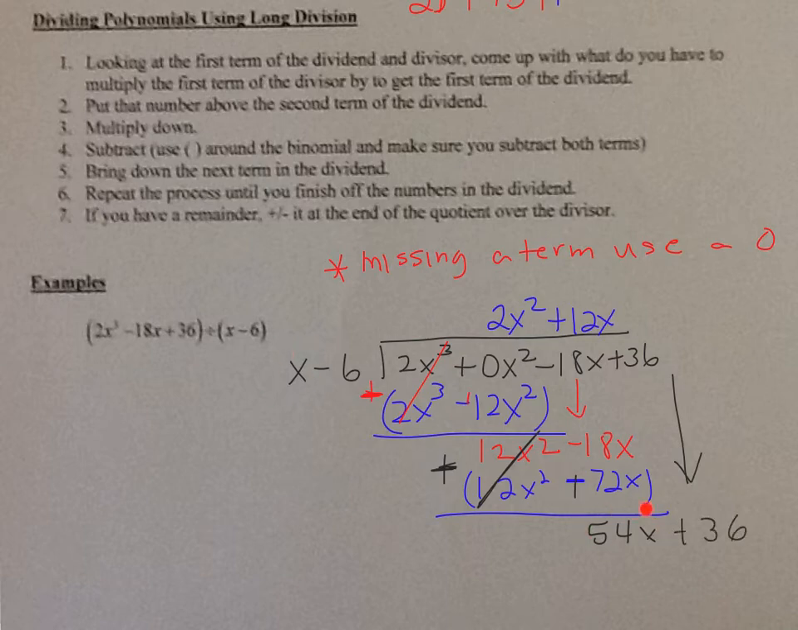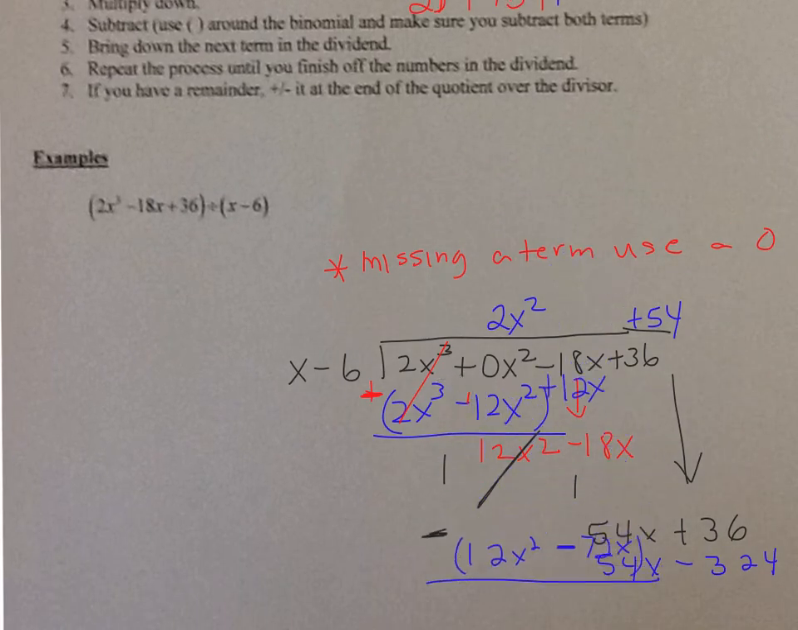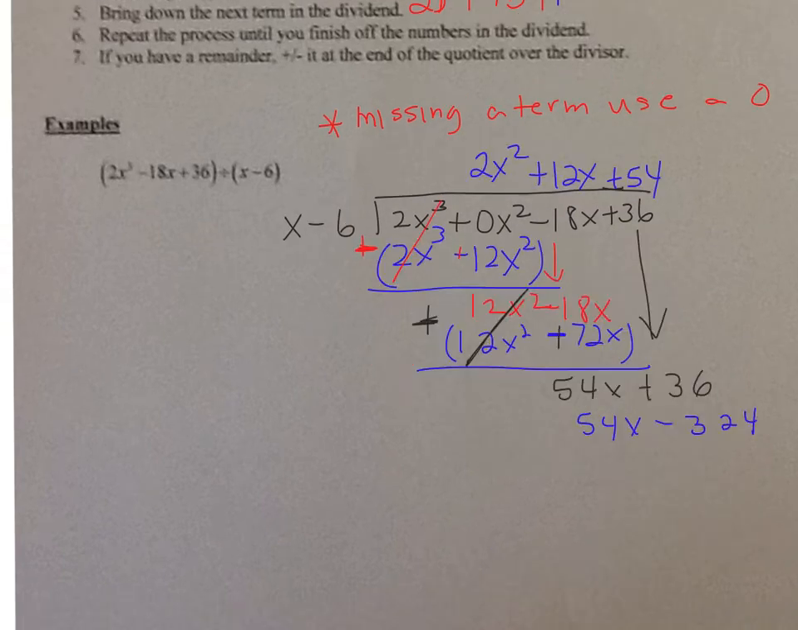So x times what gives you 54x? That would be positive 54. So multiply that down. So 54 times negative 6 would be negative 324. And 54 times x would be 54x. And then we're going to subtract. Okay, so now I'm going to subtract them. So 54x minus 54x is 0.